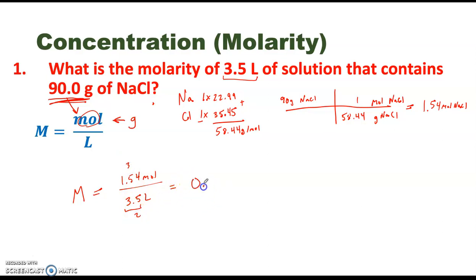And I get 0.44, and then capital M for molarity is my concentration. So if I dissolve 90 grams of sodium chloride into 3.5 liters, my concentration I would write out as 0.44 molar. So that's our first problem.